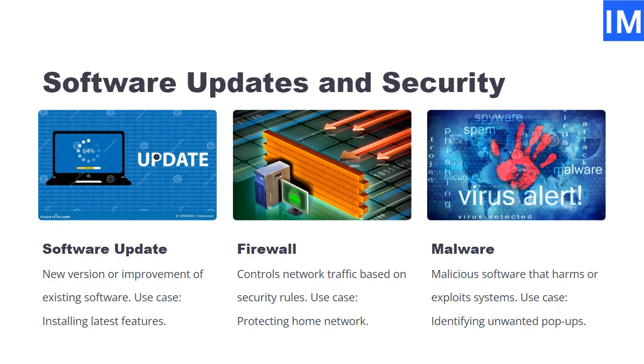Then we have three other terms: software update, firewall, and malware. A software update provides a new version or improvement to existing software, ensuring that you have the latest, or the most recent, features. And now for firewall: a firewall controls network traffic based on security rules, protecting your home network. Malware refers to malicious software that can harm your system. Think of those unwanted pop-ups that sometimes appear when you browse the internet.